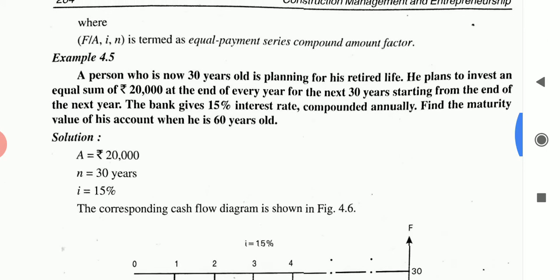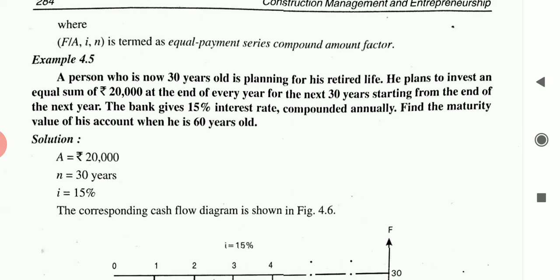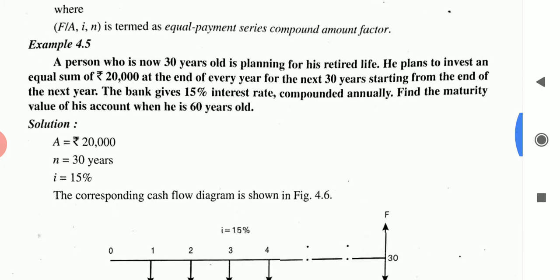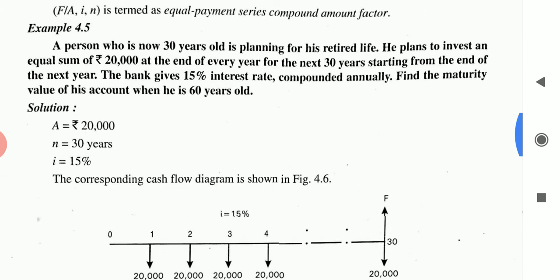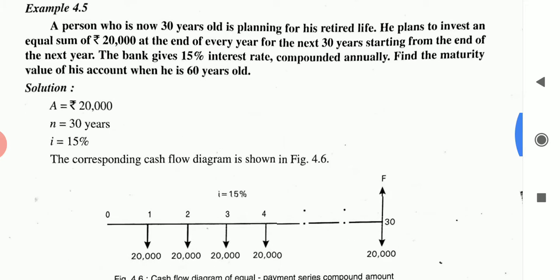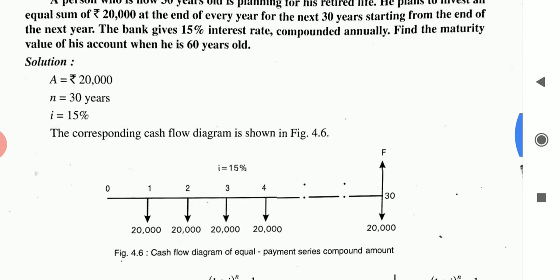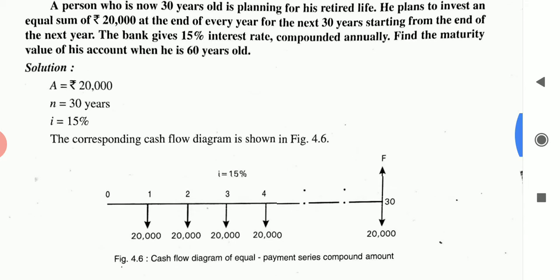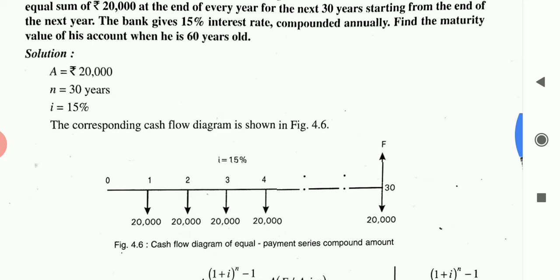So what is the problem? See here, a person who is now 30 years old is planning for his retired life. He plans to invest an equal sum of 20,000 at the end of every year for the next 30 years, starting from the end of the next year. The bank gives a 15% interest rate compounded annually. Find the maturity value of his account when he is 60 years old.